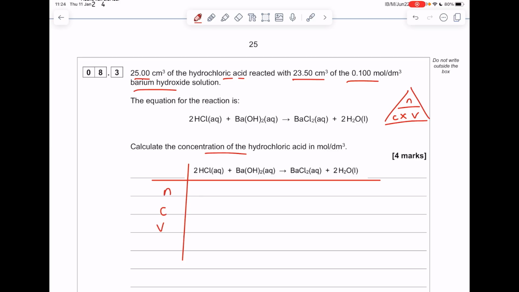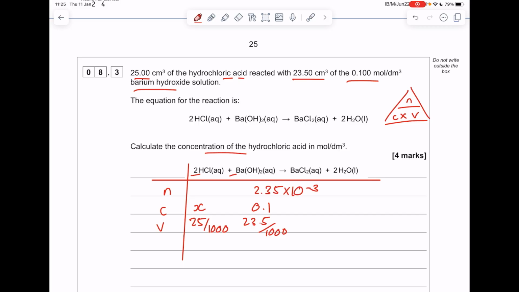Let's sub in what we've been given. 25 centimetres cubed of hydrochloric acid is the volume. Make sure that's in decimeters cubed by dividing by 1,000. We know we have 23.5 centimetres cubed of barium hydroxide and that its concentration is 0.1. Start by finding the number of moles of barium hydroxide by multiplying the concentration by the volume to get 2.35 times 10 to the minus 3.